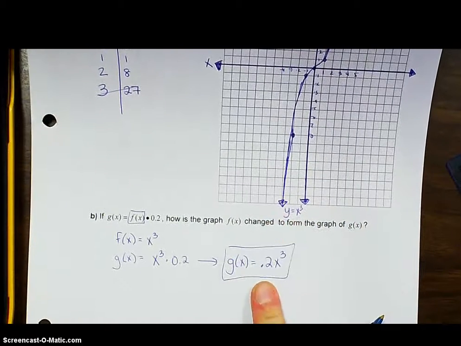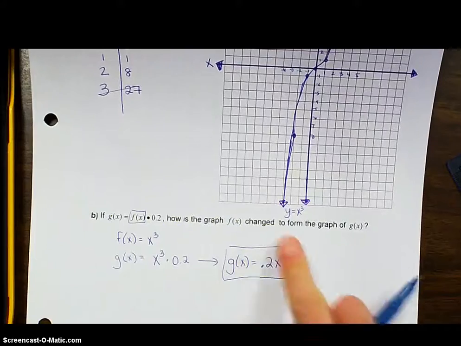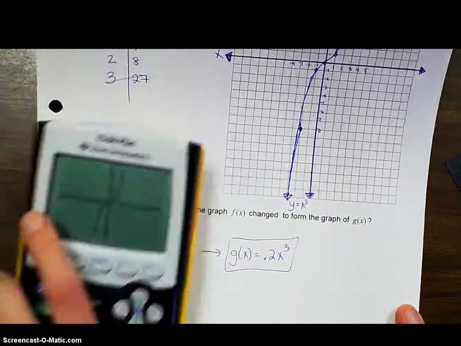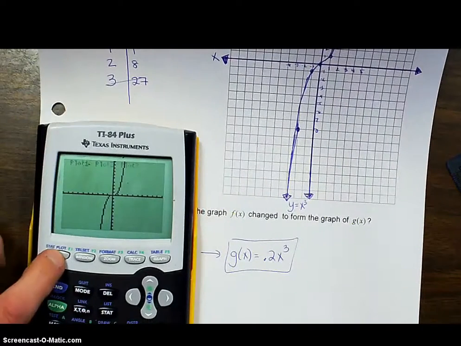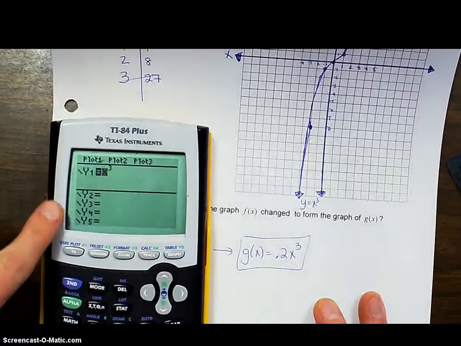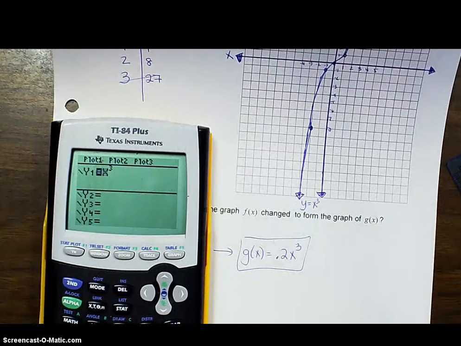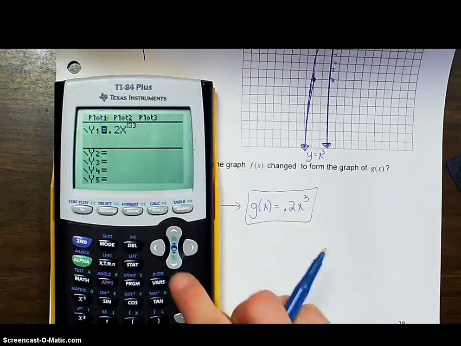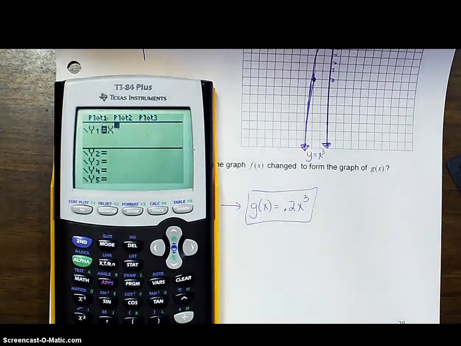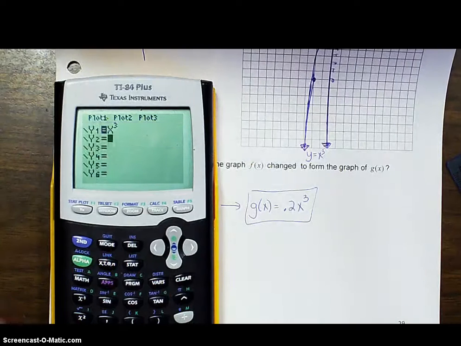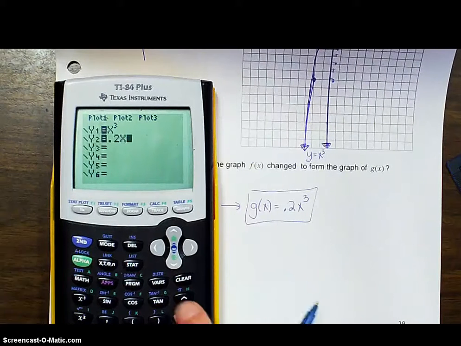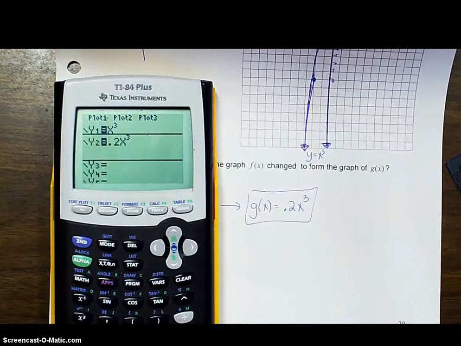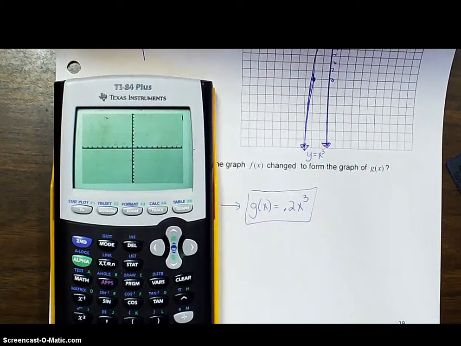Now that we have our new function, let's plug it in the calculator and see how this is going to change our function. So I'm going to go to y equals. I'm going to keep my f of x in y1, and for y2, now I'm going to type in 0.2x. Remember, raised to a power is over here, the caret. Oops, look at that, I messed up my first one. X raised to the third power. Then I'm going to go down, now I'm in y2, and I'm going to type in 0.2x raised to the third power. And now I'm going to hit graph.